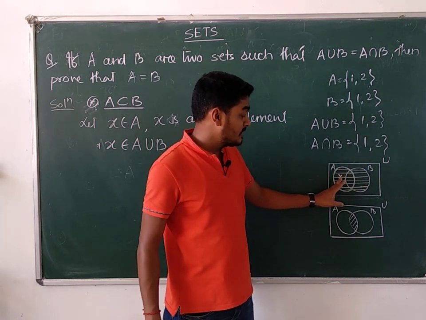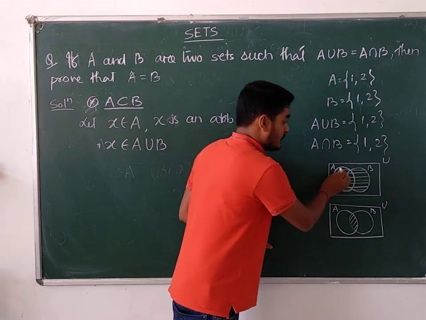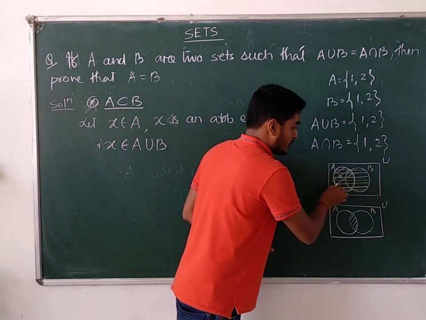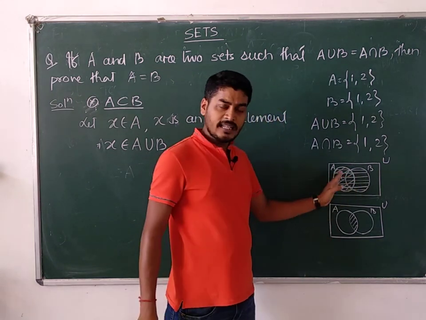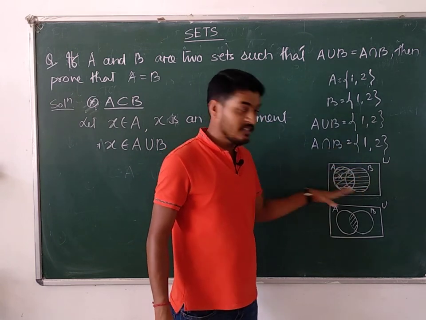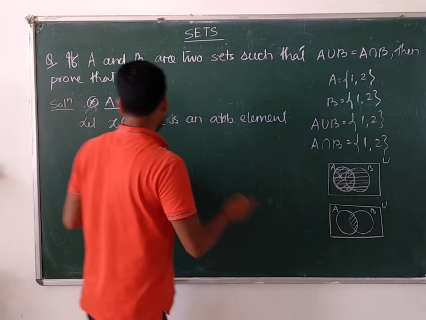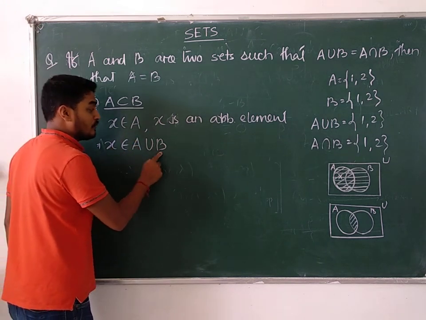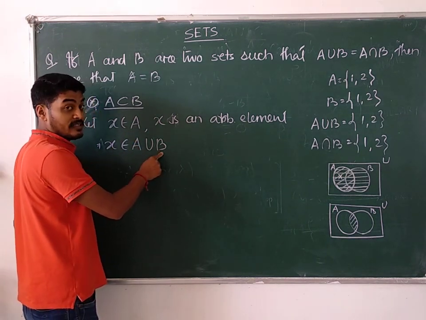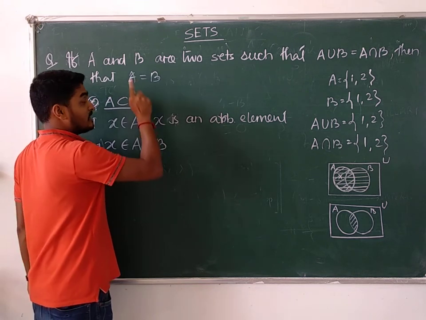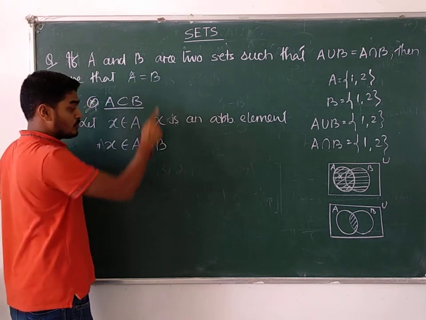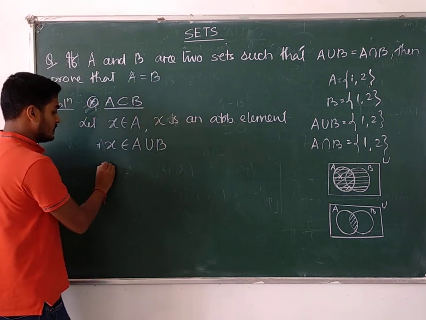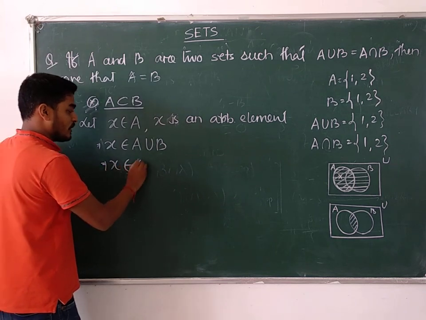Whenever we consider an element from the set A, if I consider an element from this portion, that element will also be there in what? In their union. So that's why we can easily write X belongs to A means X belongs to A union B. In place of B, you can write any set. But here, as you have to prove A is equal to B, we have introduced B here. This one implies X belongs to A intersection B.